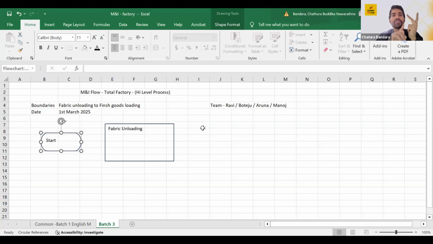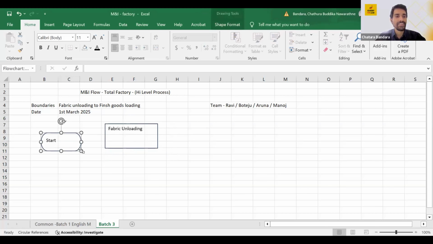You have to have two words. It can be three, but I'm giving you a hint. Verb and noun. So here, if you consider fabric unloading, the verb is unloading, the noun is fabric, so the process is covered. Let's say fabric inspection: fabric is the noun, inspection is the verb. So every time you write a process or anything, consider that verb-noun format. That is also one hint.